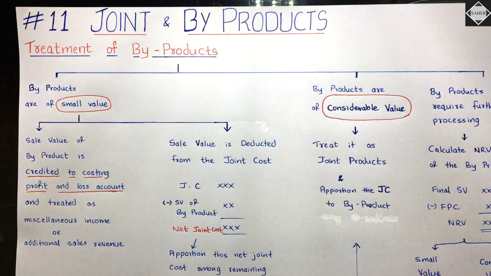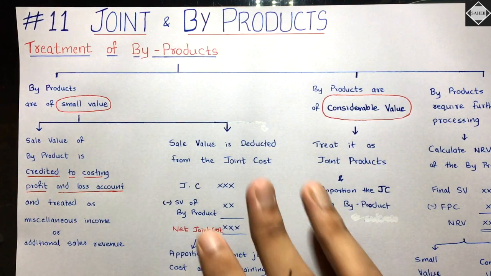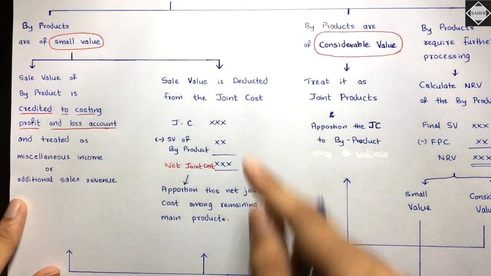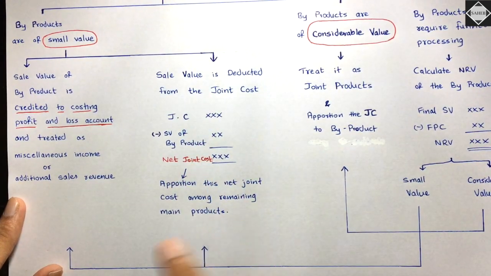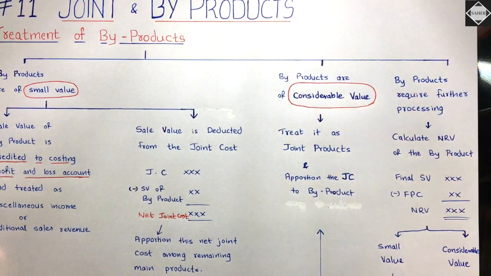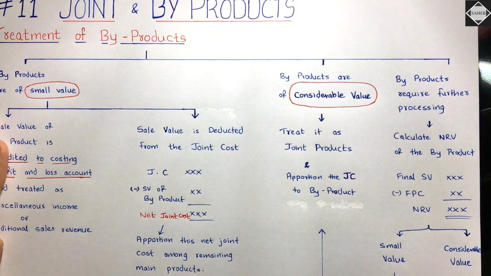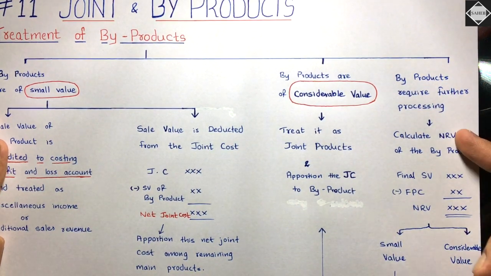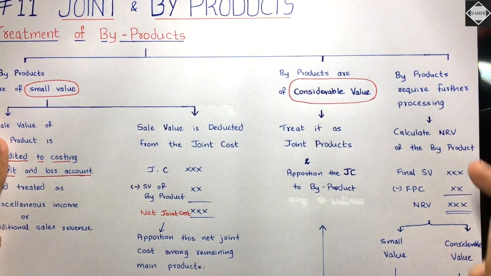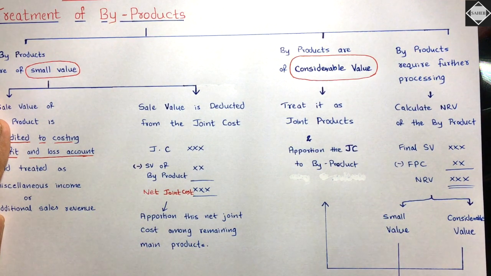What did we see now? Everything depends upon the value of the byproduct. If it has small value, we have got two options: credit to costing profit and loss, or deduct it from the joint cost. And then that net joint cost will be apportioned to the joint products, right? Two options over here. And then if it has considerable value, we have to treat it as a joint product and apportion the joint cost using any of those 8 methods, right? But if the question says that the byproduct is further processed, then what you have to do? You have to calculate the NRV of the byproduct and then check whether it's small value or considerable. But you don't have to check actually. In practical life you have to check, but in the question it will be mentioned.